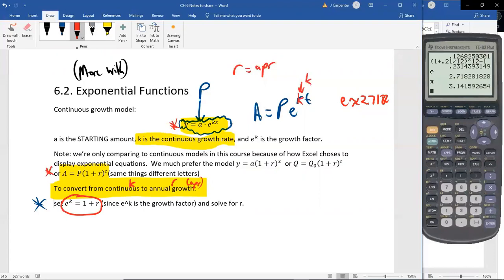So I'm not giving this to you on a formula sheet. This is something you have to remember. You have to remember that e to the k is the growth factor in one version, and then 1 plus r is the growth factor from the other version. So you just set the two things equal to each other. Again, you must memorize this idea. It is not on your formula sheet.